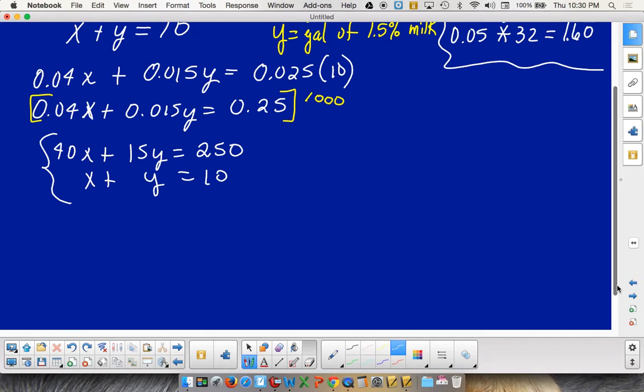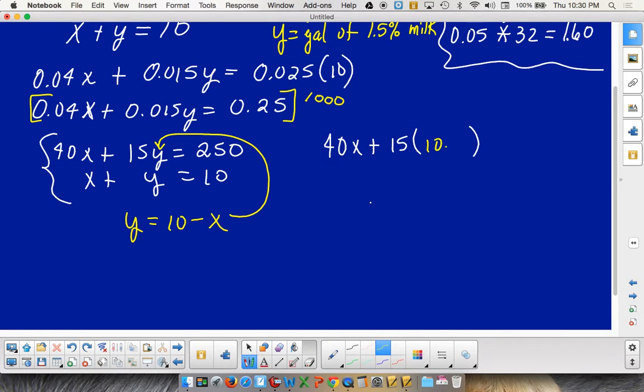I'm an old style algebra girl, so I'm going with y equals 10 minus x. What am I going to do with that? Yes, I'm going to take it and put it in for the y in the top equation. So I'm now going to have 40x plus 15 times, but in place of that I'm putting my 10 minus x, and that's got to equal 250. And so 40x, distribute 15, would be 150 minus 15x equals 250.